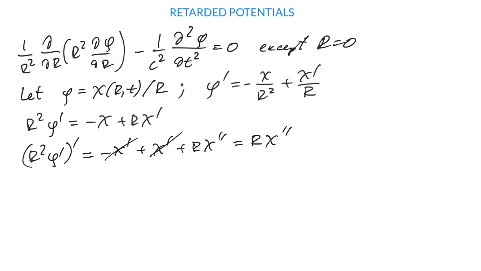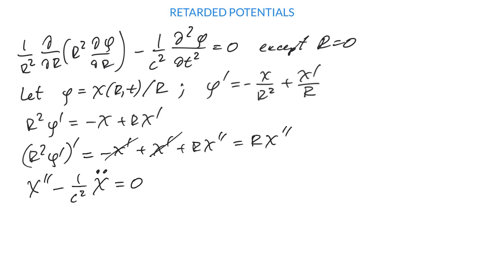So the equation for χ is simpler than the one for φ. This is why I did this substitution. After cancellations, this will give us simply χ double prime minus 1 over c squared χ double dot equals 0. The dots are differentiation with respect to time.